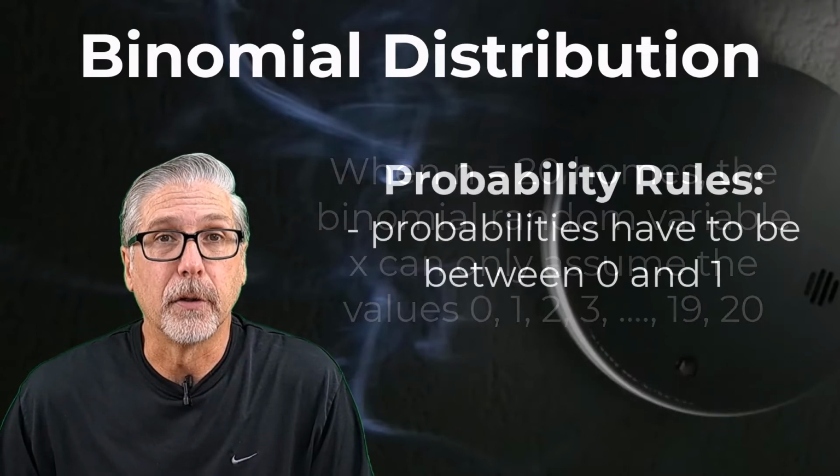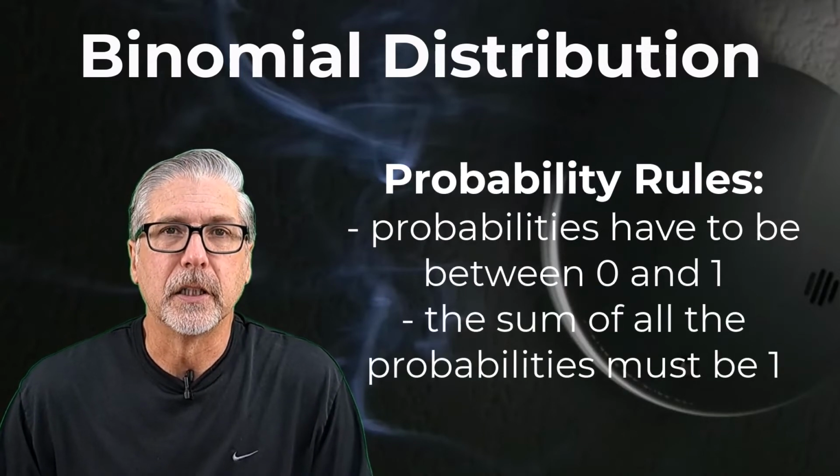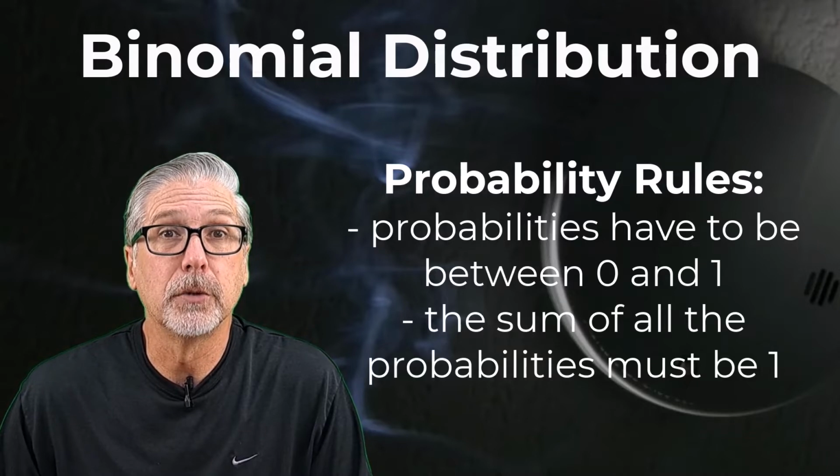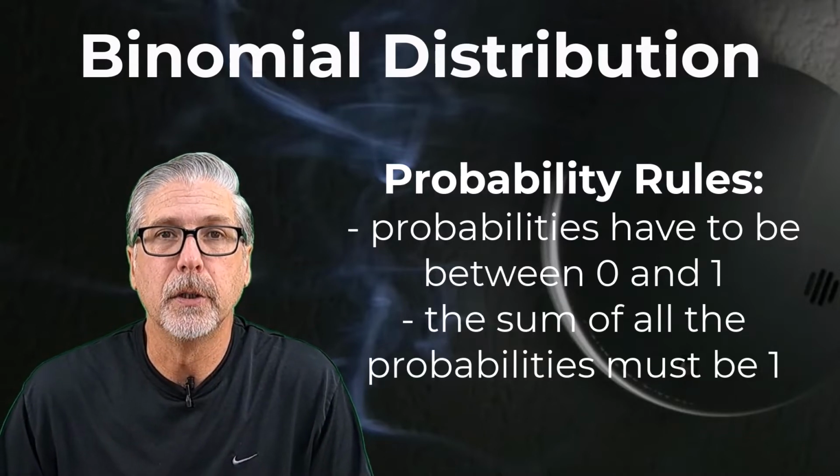All the probabilities have to be between 0 and 1. Most people remember that one. And then the second rule is that the sum of those probabilities has to sum to 1. The sum of all the probabilities has to be 1.